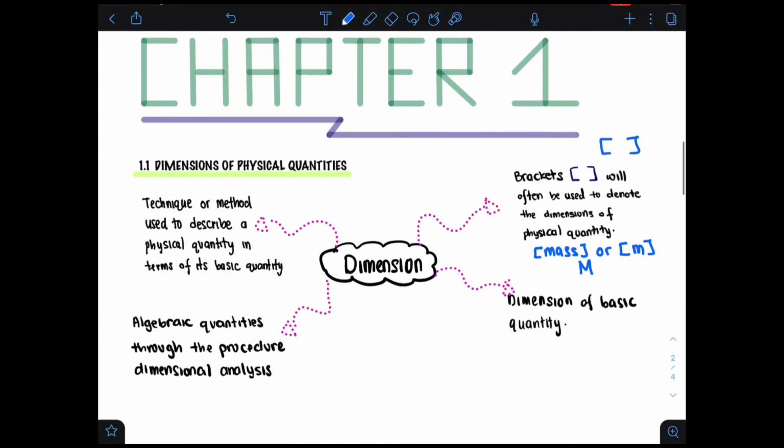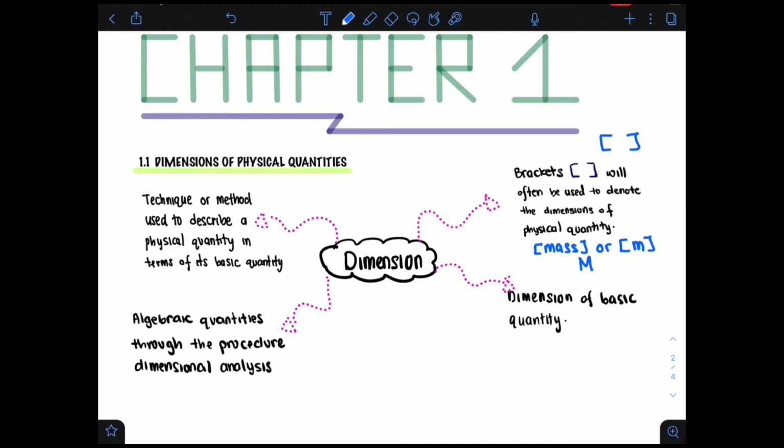Okay, so let us now look at dimension of basic quantities. We know there are 7 basic quantities. The first one is length, time, mass, electric current, temperature, amount of substance, and luminosity. Okay, so let us write a few of these examples here. Let's say we have length. So our basic quantity here is length.